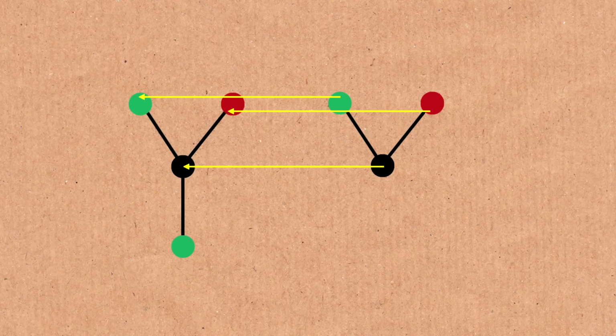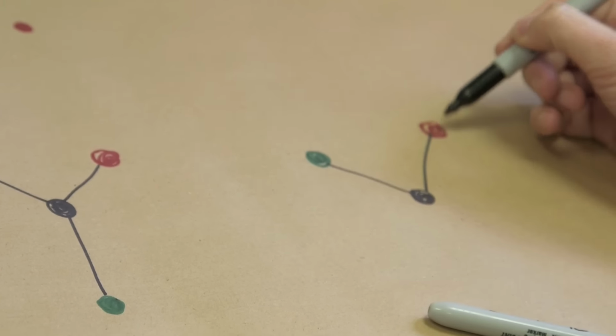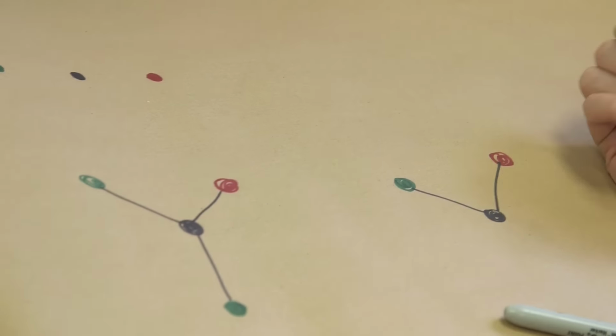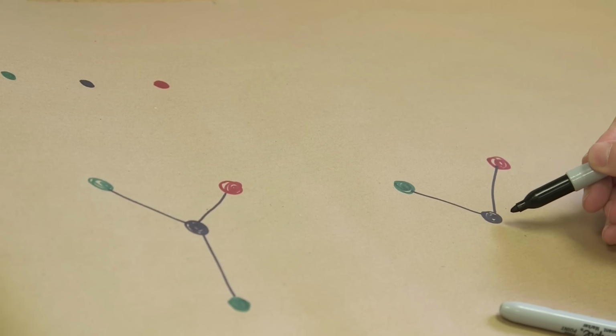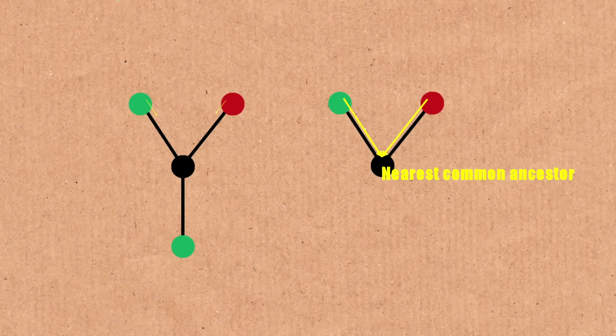There's something else that you have to consider. When you say a tree is contained in another, there's an important property that they have to satisfy, and that's that they must preserve the nearest common ancestor. So what do I mean by that? This red seed and this green seed, their nearest common ancestor is this black seed. And that's the same here. This red seed, this green seed, their nearest common ancestor is this black seed. So indeed, this tree is contained in this tree.